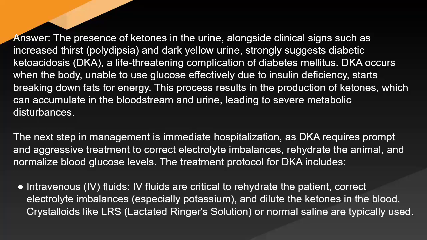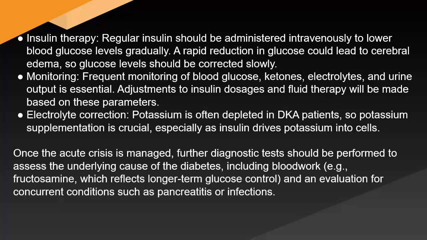The treatment protocol for DKA includes intravenous fluids. IV fluids are critical to rehydrate the patient, correct electrolyte imbalances, especially potassium, and dilute the ketones in the blood. Crystalloids like LRS, lactated Ringer's solution, or normal saline are typically used. Insulin therapy. Regular insulin should be administered intravenously to lower blood glucose levels gradually. A rapid reduction in glucose could lead to cerebral edema, so glucose levels should be corrected slowly.